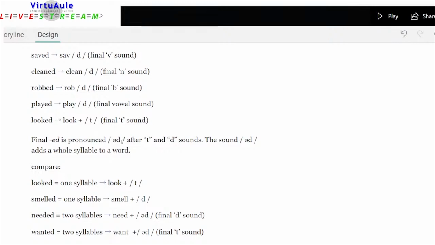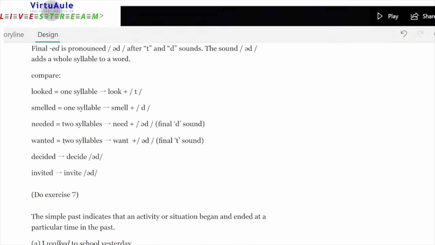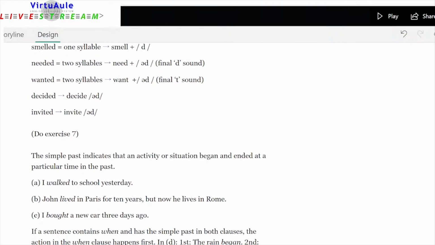Final ed is pronounced id after t and d sounds. The sound id adds a whole syllable to the word. So look is 1 syllable, looked is 1 syllable, smell is 1 syllable, smelled is 1 syllable, needed is 2 syllables. Need is one syllable. Needed is two syllables. Want, one syllable. Wanted, two syllables. Decide, two syllables. Decided, three syllables. Invite, two syllables. Invited, three. Do exercise 7.